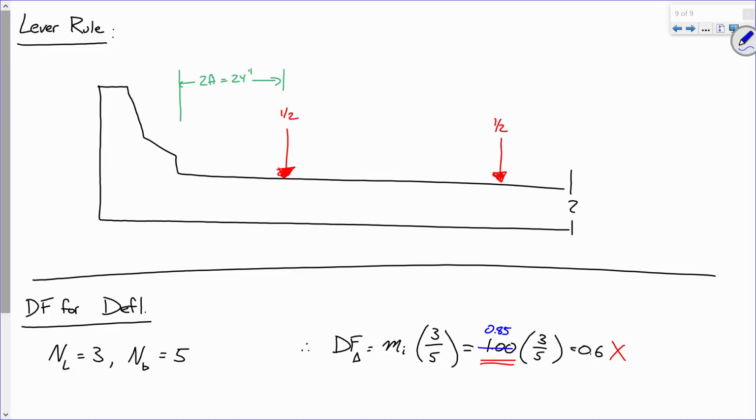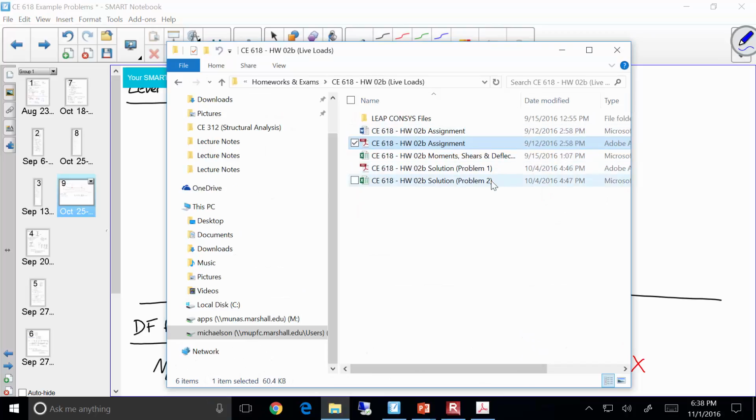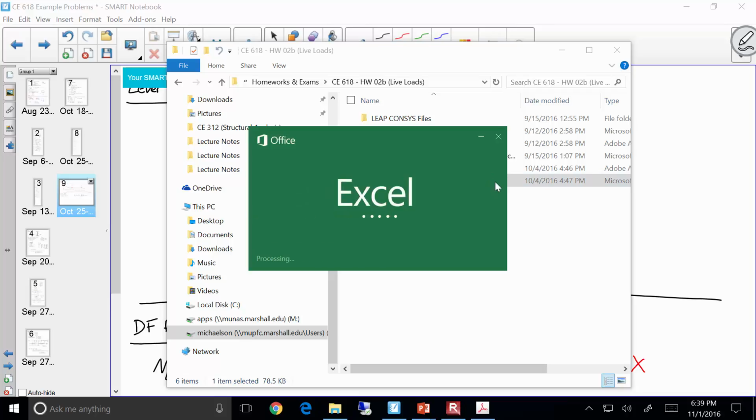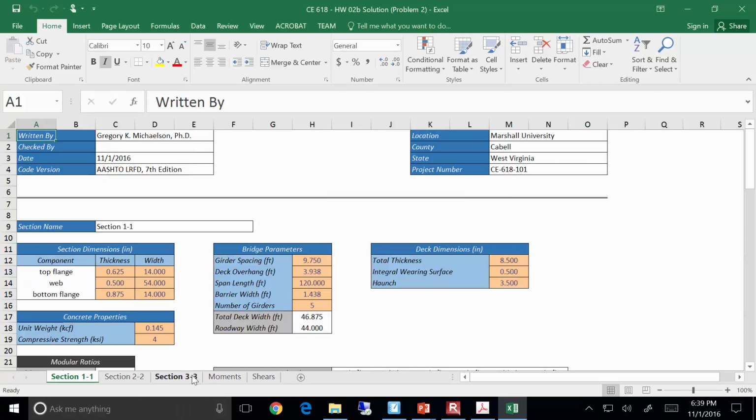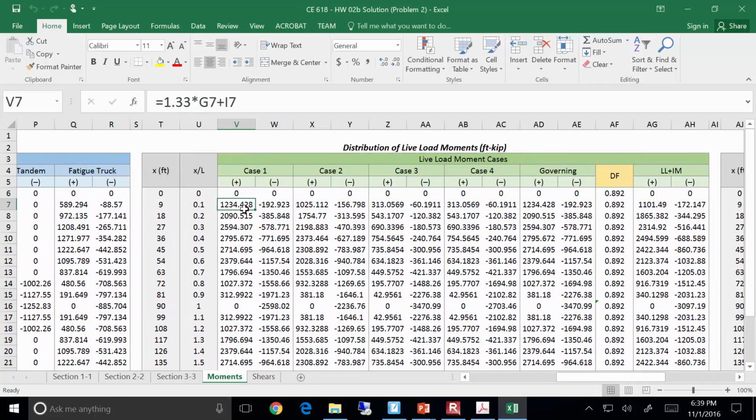The only other thing I would point out, which I think was a mistake in the lecture notes on my part, so I didn't take off any points for it, is this. If you go to here, you have moments and shears, and you have to distribute those. Case 1 and case 2 were 1.33 times the truck plus the lane and 1.33 times the tandem plus the lane. I made a mistake when I did this in class, and I think I put a comment on the video, but if not, no big deal. I didn't take off any points.